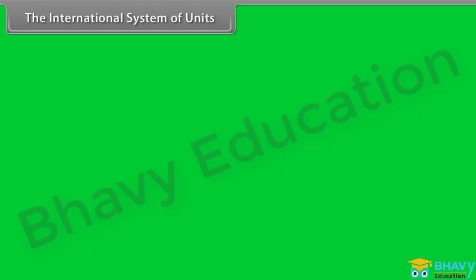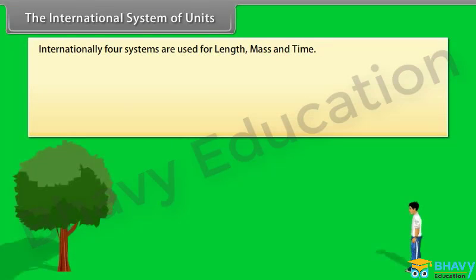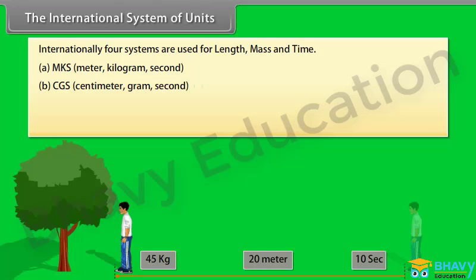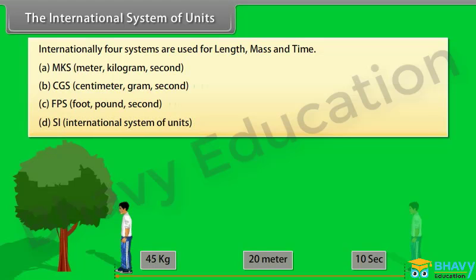The International System of Units. Internationally, 4 systems are used for length, mass and time. A. MKS system, that is meter, kilogram, second system. B. CGS system, that is centimeter, gram and second system. C. FPS system, that is foot, pound, second. D. SI system, that is International System of Units.